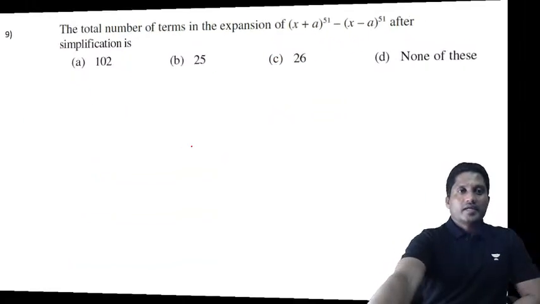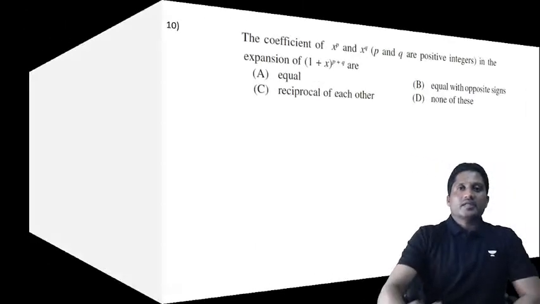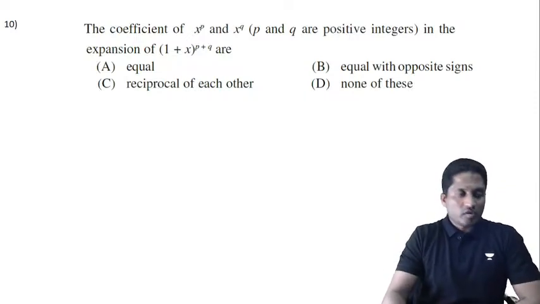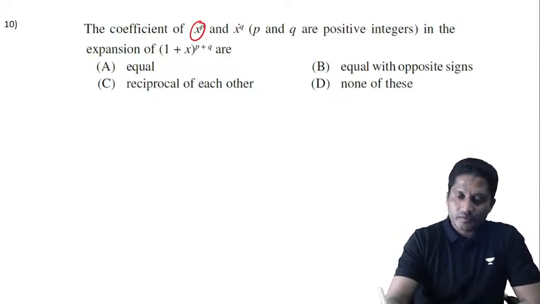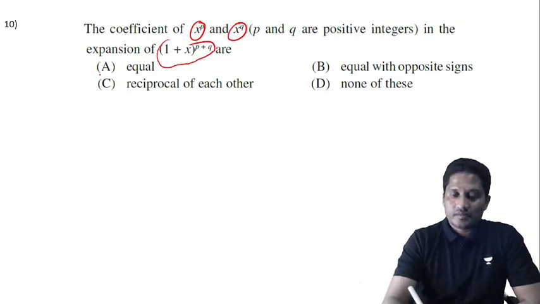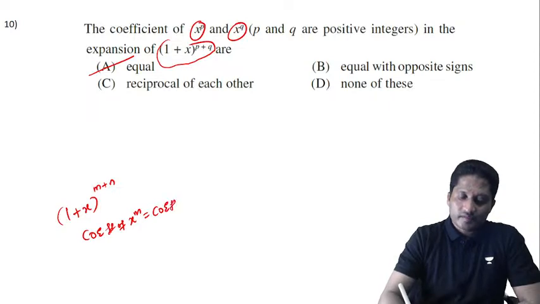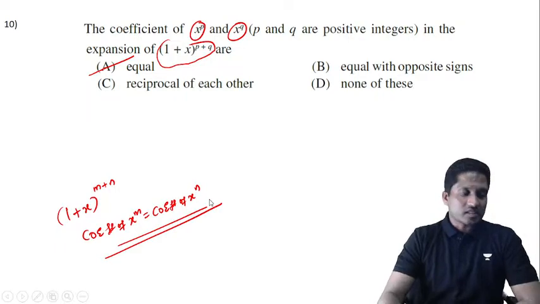Right, next question. Question number 10. See, it's a standard result that coefficient of x power p and x power q in the expansion of (1 plus x) whole power p plus q are equal. Similarly, if I have (1 plus x) whole power m plus n, coefficient of x power m is equal to coefficient of x power n in the expansion of (1 plus x) whole power m plus n. So it's a standard result, it is equal.